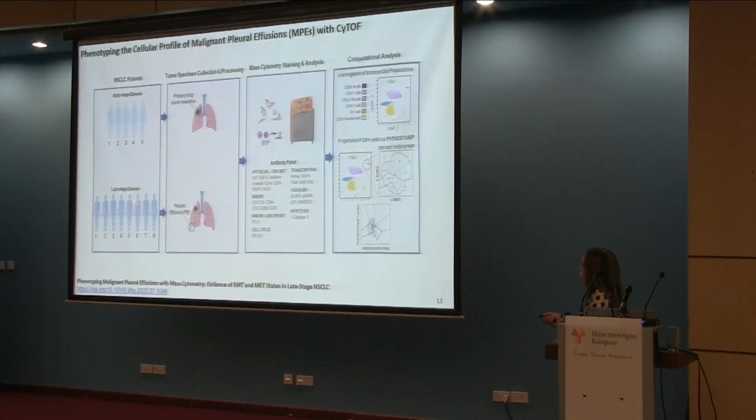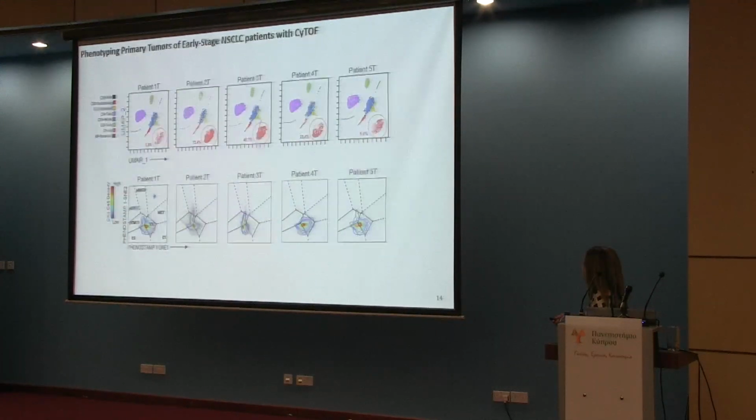So very briefly, not only did we analyze more solid tumors, but we also took pleural effusions from 8 late-stage patients. We analyzed them with CyTOF, but now we had even more antibodies to delineate what immune populations were in the pleural effusions. And then we both characterized the immune populations and looked specifically in the malignant cells at what state of EMT we detected. So for example, these are 5 new primary tumors, not pleural effusions.